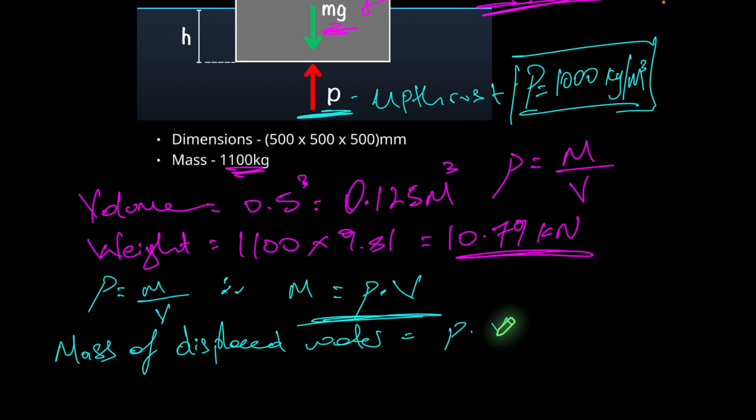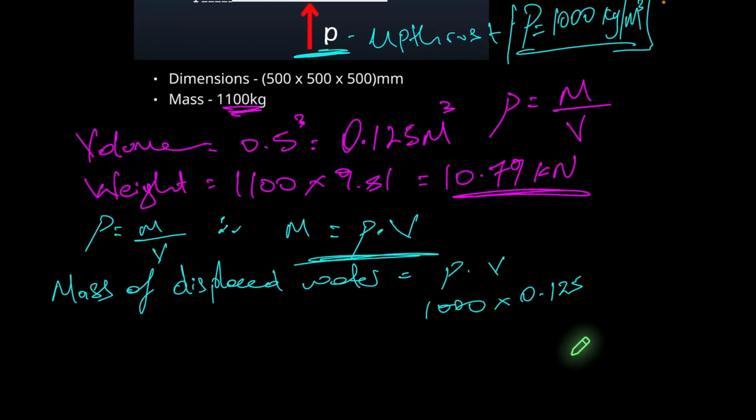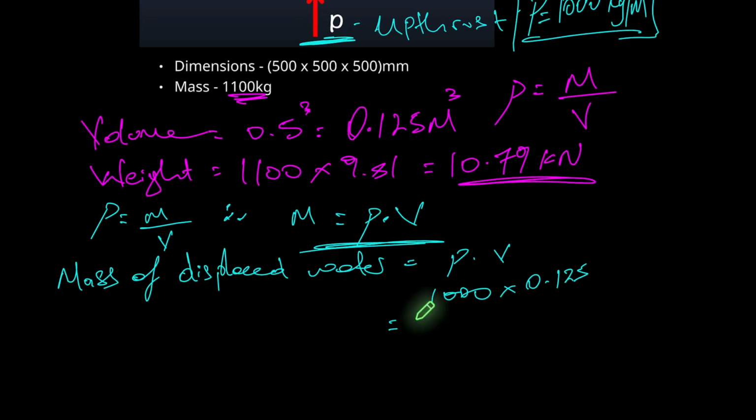Now we know what the density is. We said it's 1,000 kilograms per meters cube. And we also know the volume that we calculated previously, which was 0.125. So what's the mass then? It's just 125 kilograms. So that's the mass of the displaced water.